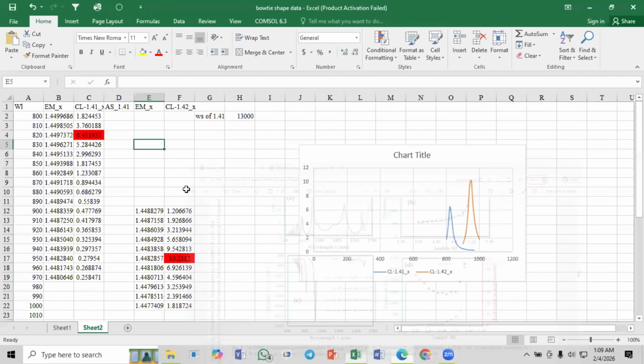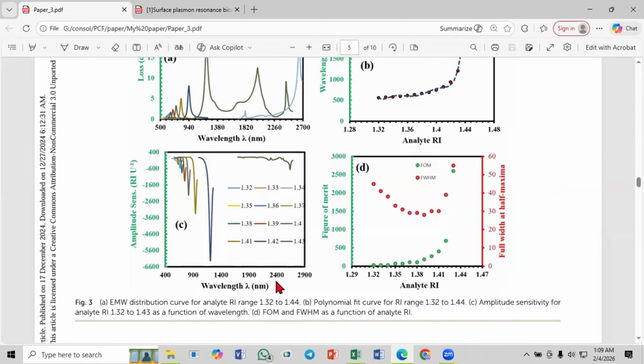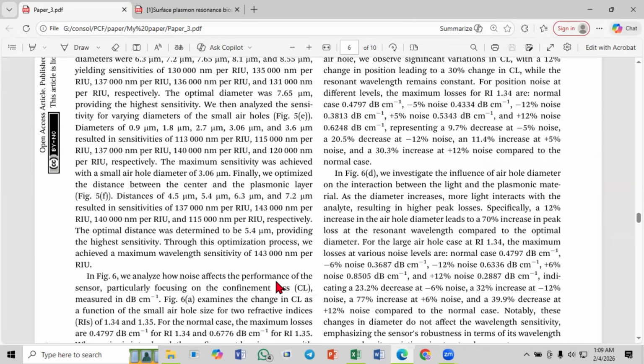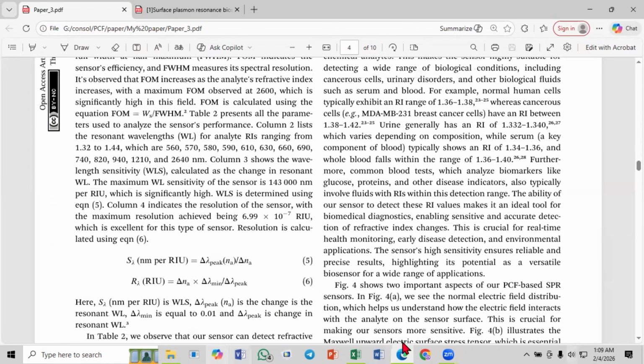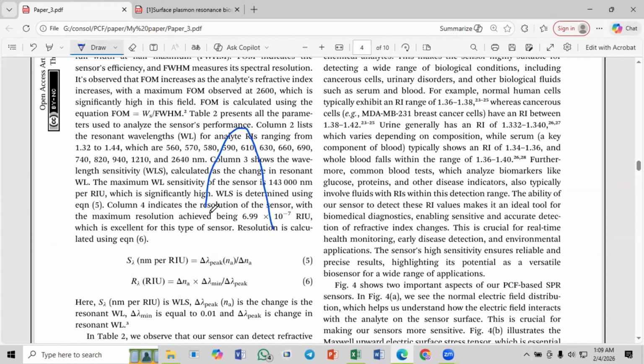In the paper they actually mention the equation of amplitude sensitivity. Let me check. Okay, this is the equation of amplitude sensitivity. So let me clear it. What is amplitude sensitivity actually? Let me show some curve. This is the curve. What are the advantages, and why do we calculate amplitude sensitivity? It is very necessary to work on amplitude sensitivity.